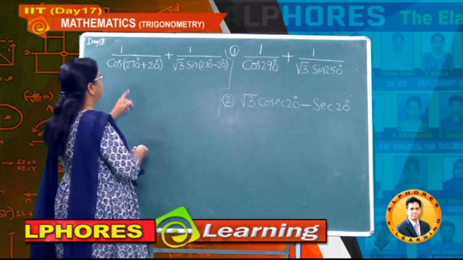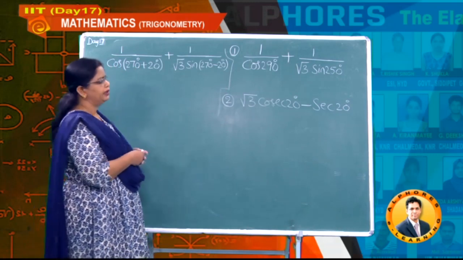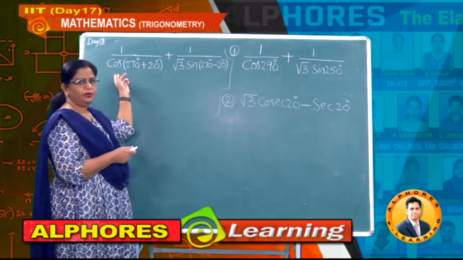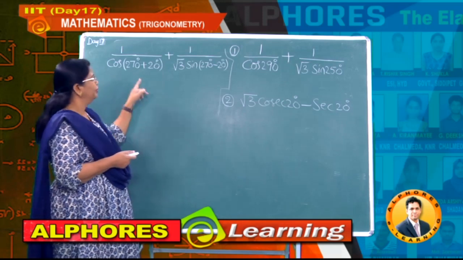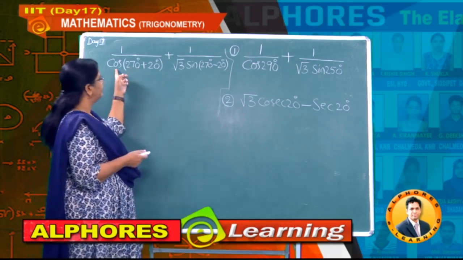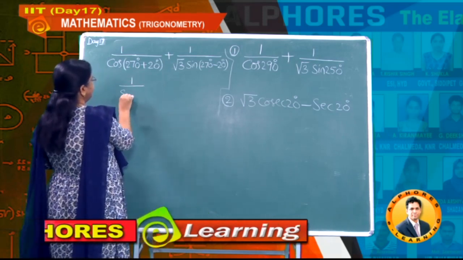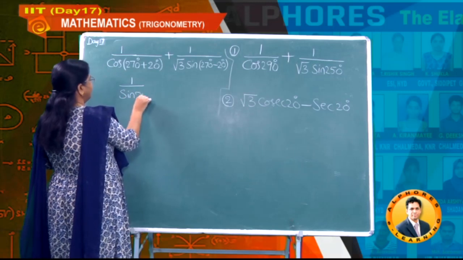Okay. Now, what is 270 plus? Actually it belongs to the 4th quadrant, and in the 4th quadrant cos answers are positive. Moreover, 270 is an odd multiple of 90 degrees, therefore the function must change. Hence, this first value is 1 divided by sine 20 degrees.